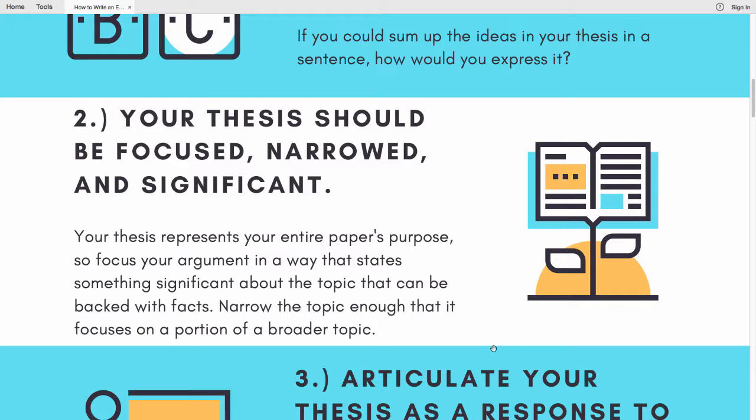So you want something that is specific, something that is narrowed from a very broad topic to something within a broader topic, and something that's significant. In other words, something that your reader would want to read about and learn more about, something that goes beyond just stating facts. Facts would back it up, but your thesis needs to state something that's a claim, something that can be backed with facts that's important or significant about the larger topic.